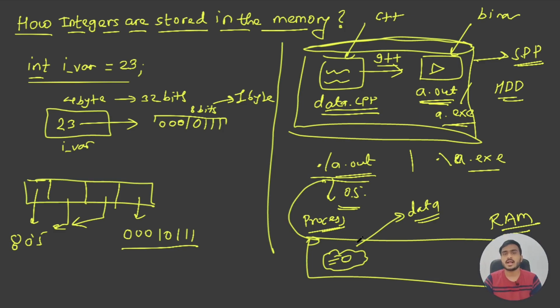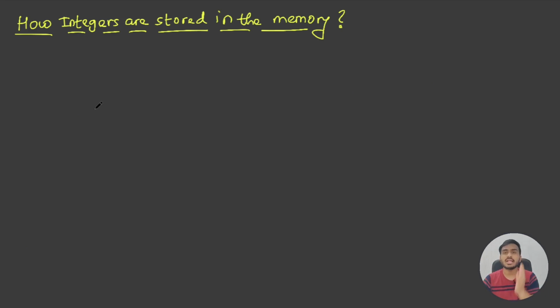For that, let me clear out the board. Okay, so first of all, what is the range? Range is nothing but the minimum and maximum value that you can store in that particular variable. So let's say if I say that the range of a particular variable is -128 to +127, that basically means that you can store values ranging from -128 to +127 in that variable. So you cannot store a value lesser than -128, and you cannot store a value greater than +127.